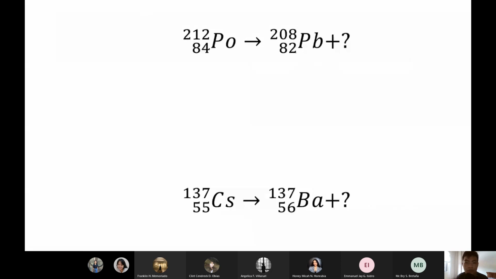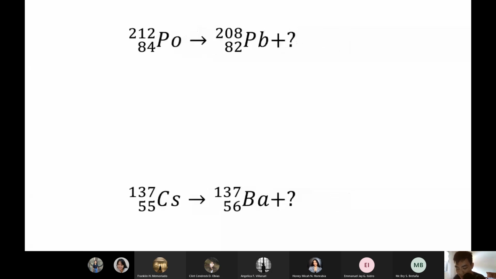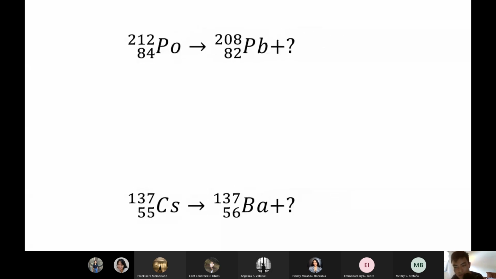We have polonium-212 and lead-208. What is the missing particle? What is the question mark? How will we balance this? It's easy. Didn't I tell you that protons and neutrons must be the same?